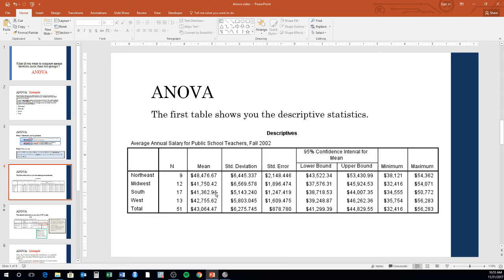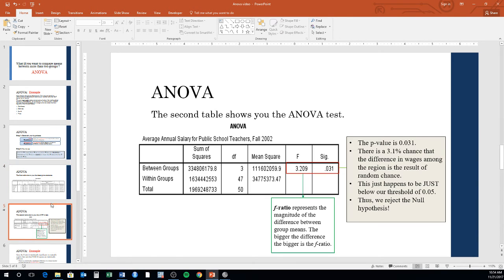Again, this is all speculation because that's why we run the test, to make sure whether or not there's a significant difference. So when you run the test, ANOVA is really called the F test.